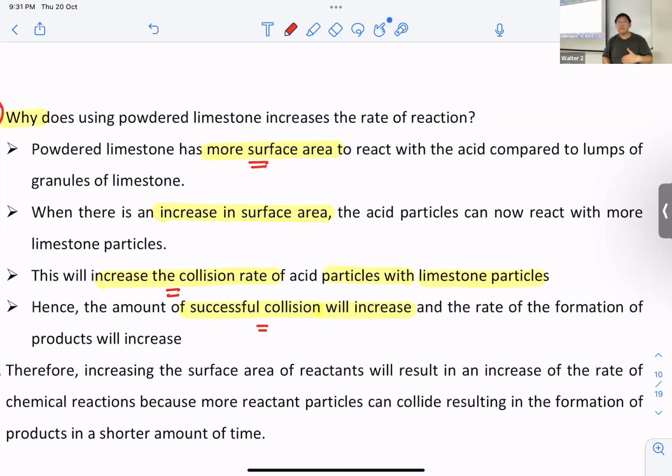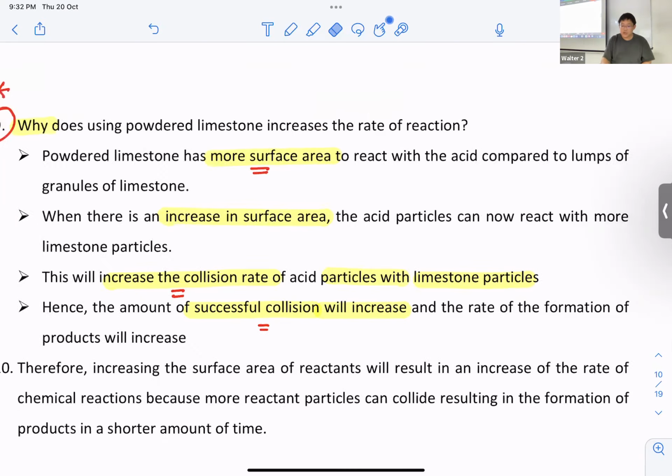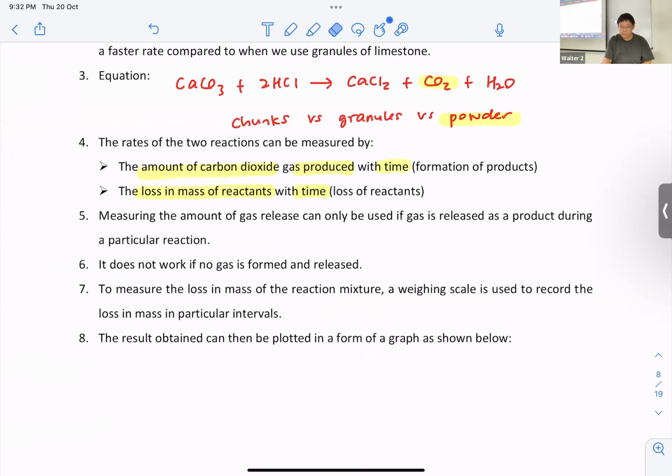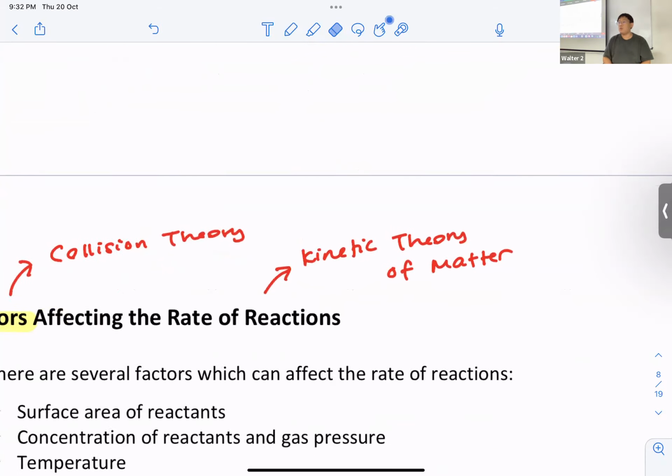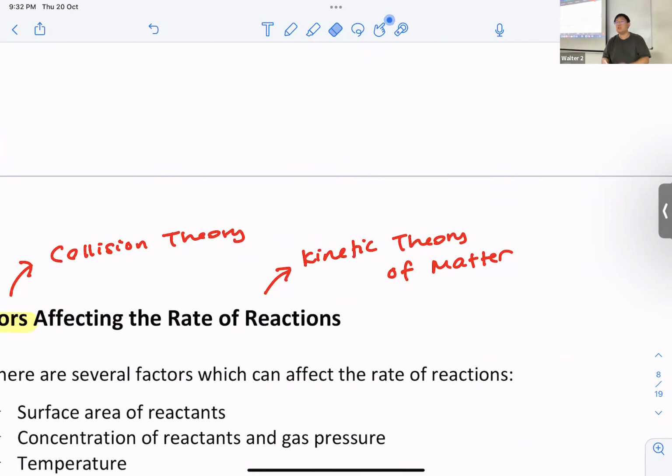And then if you come back and tell me why I didn't get these 3 marks, it's because you didn't explain about the collision theory, which many students in the past have asked me about. How come I wrote this answer, more surface area, but I didn't get full marks? Because you didn't explain about the collision theory. That's why initially I told you about collision theory and kinetic theory of matter. You have to include this in your answer if they mention the word collision theory.